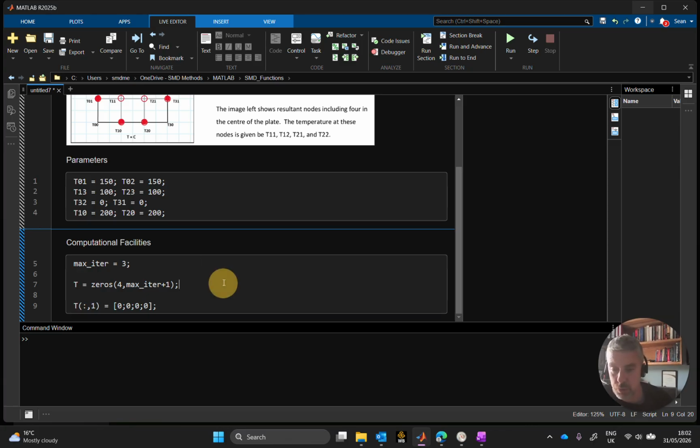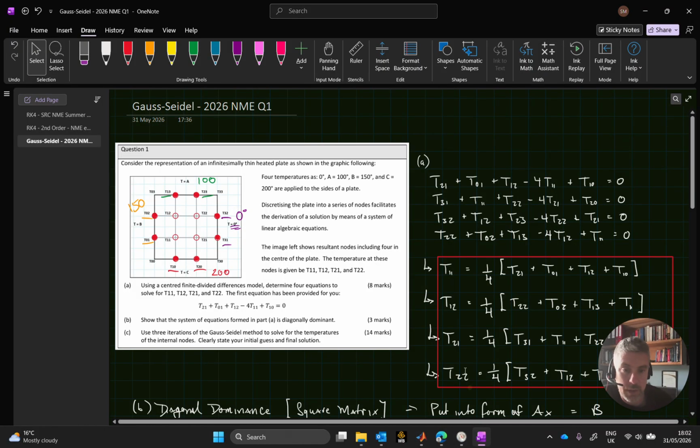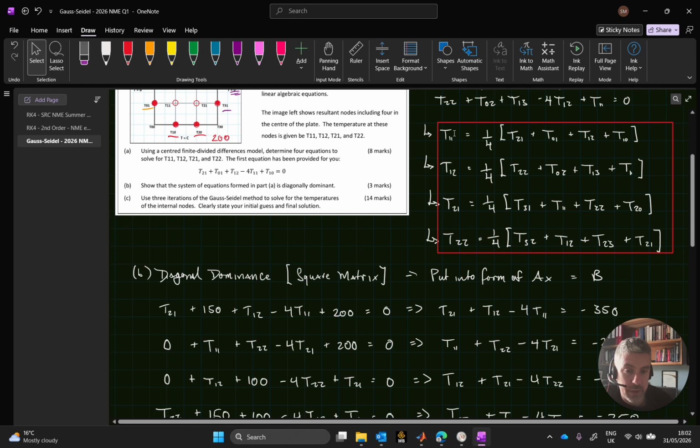There'd probably be no harm in putting in some commenting. This is specified by the question. I'm going to call this a results storage matrix. What I'm going to write in here is just to help me remember whenever I'm coding these. R1 is going to be solving for, let's check what I have, R1 is solving for T11.